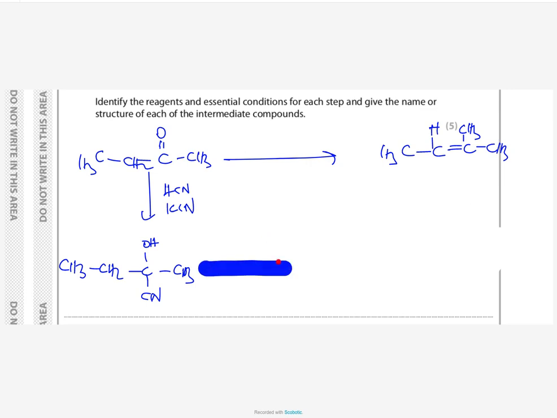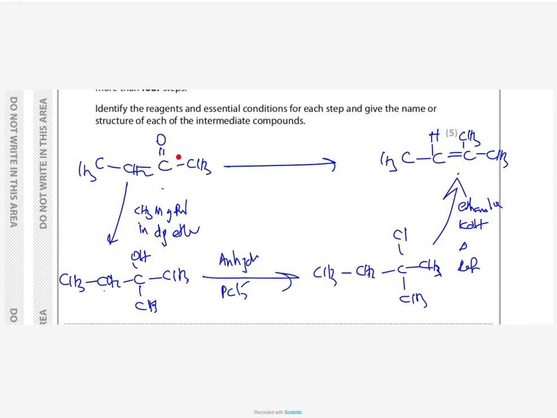Dehydration: use phosphoric acid and warm. H and OH will be removed. So with CH3, you get CH2 double bond, CN, CH3. Now we have almost come closer to this. So just convert the CN into the CH3. So how can you convert a CN into a CH3? Right? What do you think?